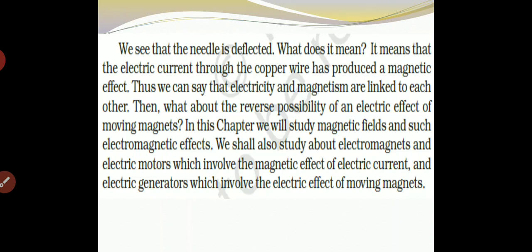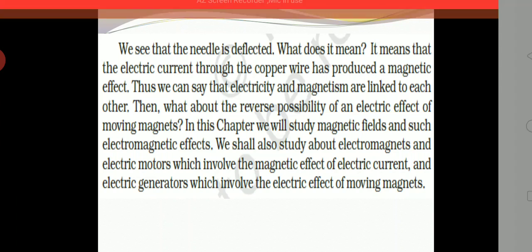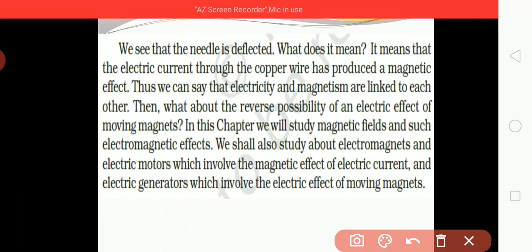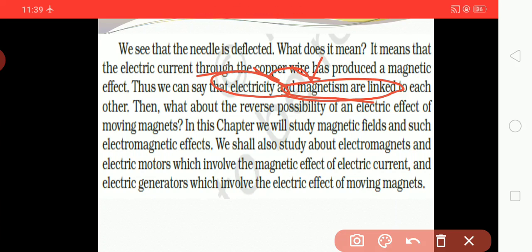Thus we can say that electricity and magnetism are linked to each other. Both of them are interconnected with each other. Then what about the reverse possibility of an electric effect of a moving magnet? In this chapter we will study magnetic field and such electromagnetic effect.